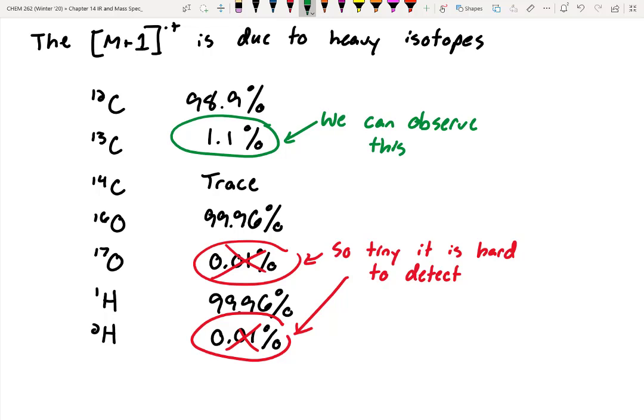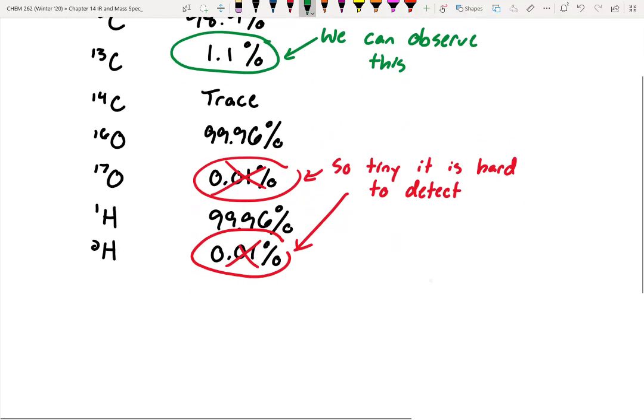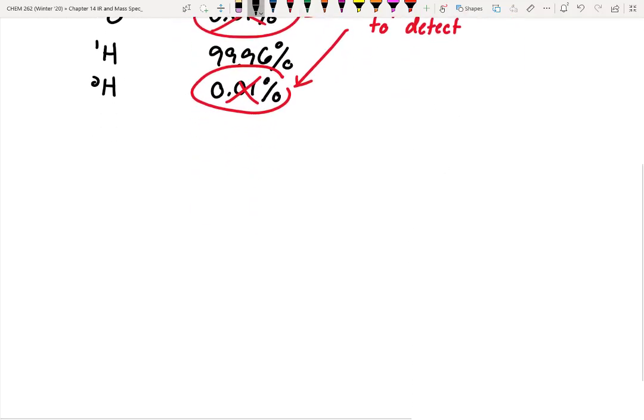Because 1.1% is a heck of a lot bigger than 0.01%. So we can see this. All right, so I'll show you a cool trick. And this involves some math, because everybody loves math.